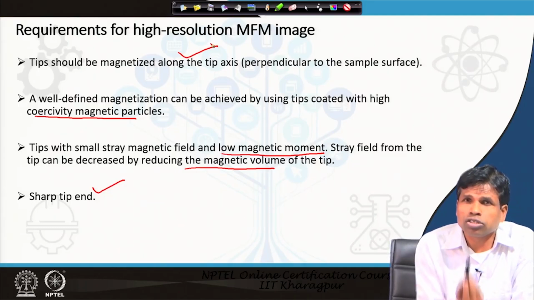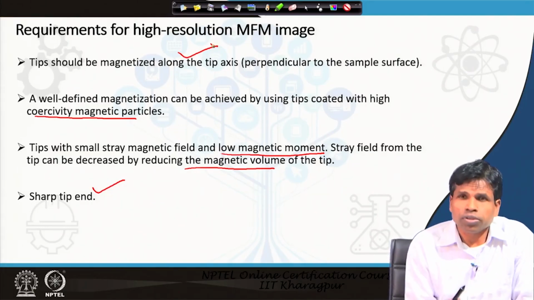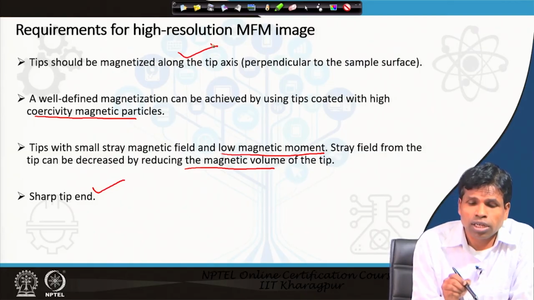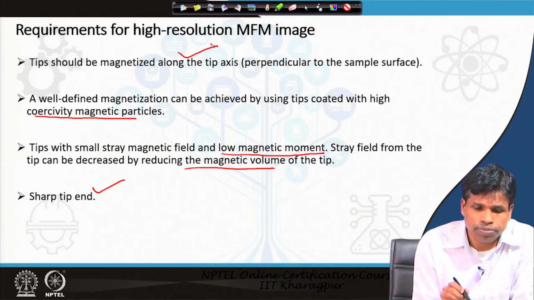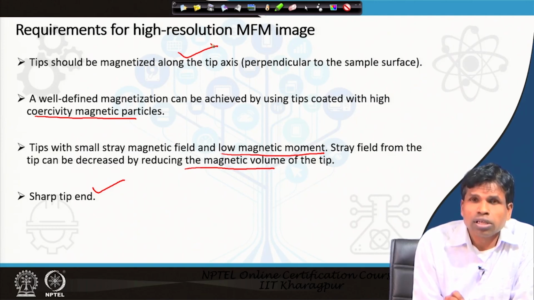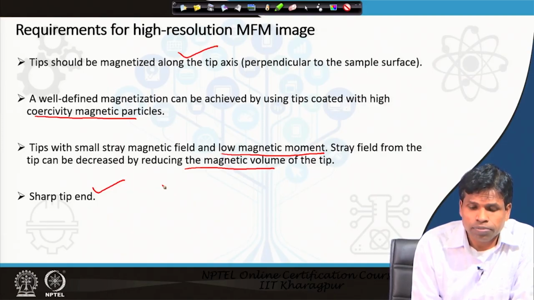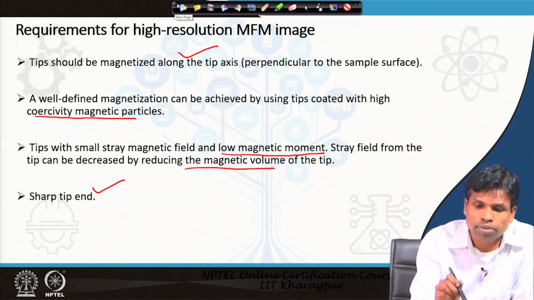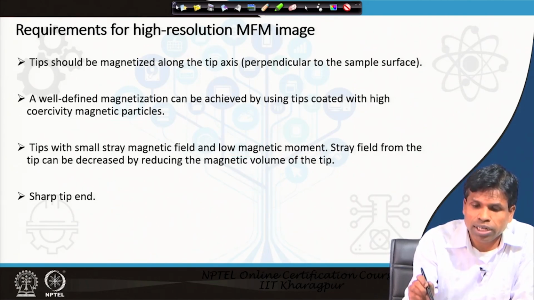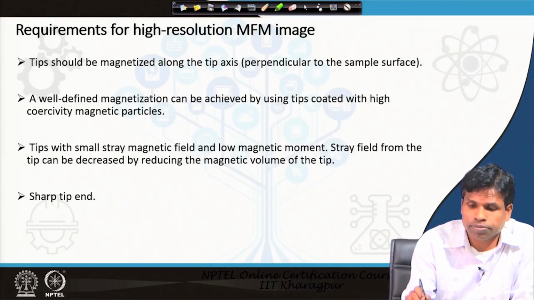So, the field also generated in the z direction of the sample is measured in the magnetic force microscopic measurement. And the tip should be well magnetized with a high coercive magnetic material, and it should have a low stray magnetic field, which can be achieved with low magnetic moments, and that can be obtained with a reduced magnetic volume of the tip, and also it should have a sharp tip. So, these are the requirements to get a high resolution MFM image.